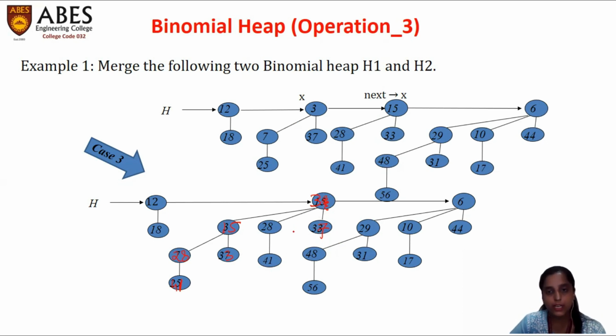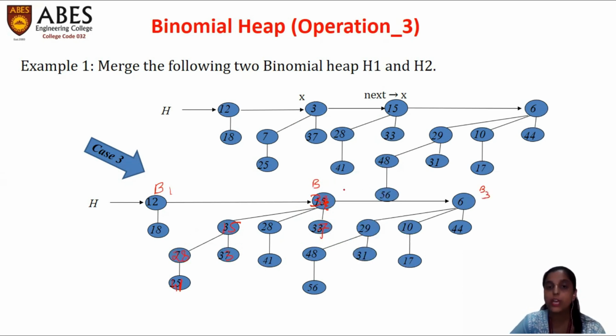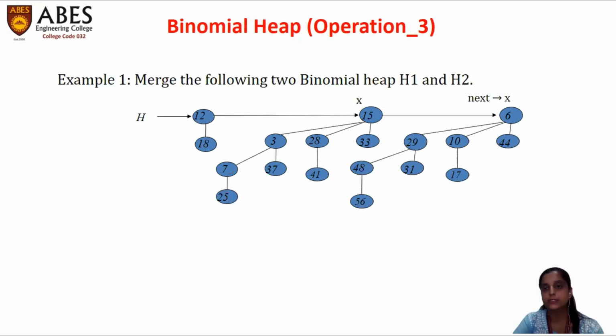Okay, now we'll see again. This particular binomial tree is of the order B1. This particular binomial tree is of the order B3. This is again of the order B3. Means again we have two binomial trees of the same order. Means still the violation is not resolved. So again we have to fix this violation with the help of cases. Now this will become my x, this will become my next x, and this will become my sibling of next x. Right? So again, we're going to check the cases.